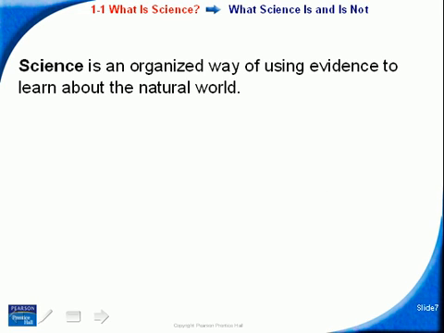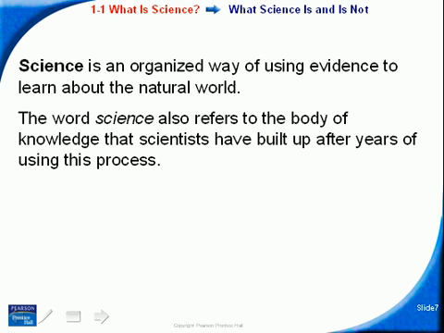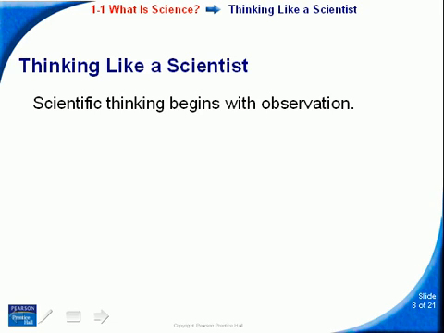So let's give a formal definition of science. It's an organized way of using evidence to learn about the natural world. But science also has a second meaning, in that it's the body of knowledge that scientists have built up over years of using this process. So one, it's a way of doing something, and also it's the knowledge that you've accumulated from doing that process.